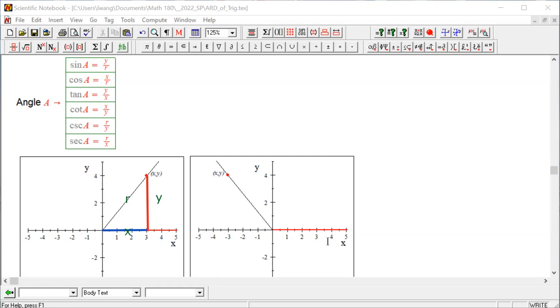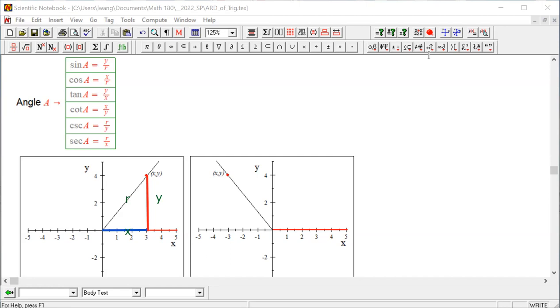Now, what if in the second quadrant? In the second quadrant, x is negative, y is positive. So in the second quadrant, sine is still y over r. y is positive, so sine is also positive in the second quadrant. By the same token, you can analyze the third quadrant and the fourth quadrant.